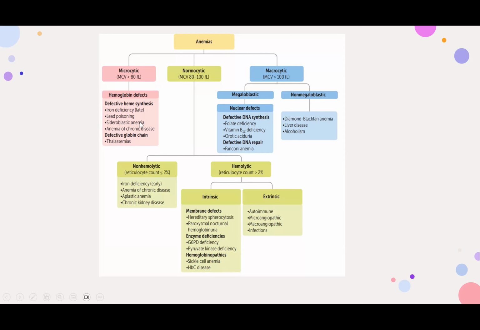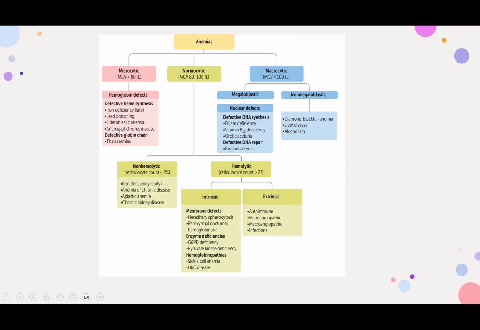Sideroblastic anemia will affect the heme synthesis pathway because there is an ALA enzyme defect. This ALA enzyme defect will give you sideroblastic anemia. And this is in the heme synthesis pathway as well. And if you revise the biochemistry, you will see in sideroblastic anemia, it affects the heme synthesis pathway. Lead poisoning also affects the heme synthesis pathway. Now, anemia of chronic disease can also give you microcytic anemia.